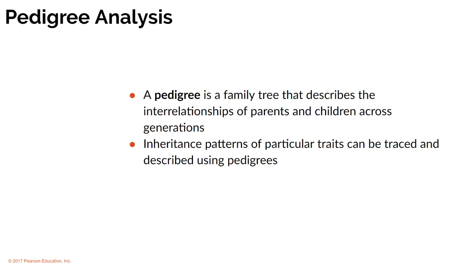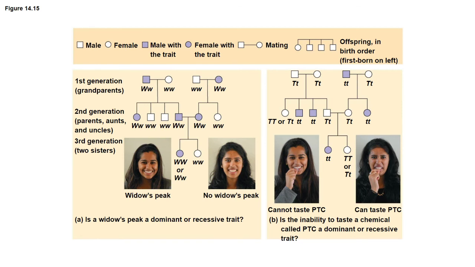So a pedigree analysis is where we're looking at a family tree and trying to track the transfer of alleles across generations. So which genes, dominant or recessive, are going across generation gaps here. And here is our example. So we're looking at two traits. Now I believe Widow's Peak is actually polygenic, but for the purposes of this example, we'll consider it a single gene trait.